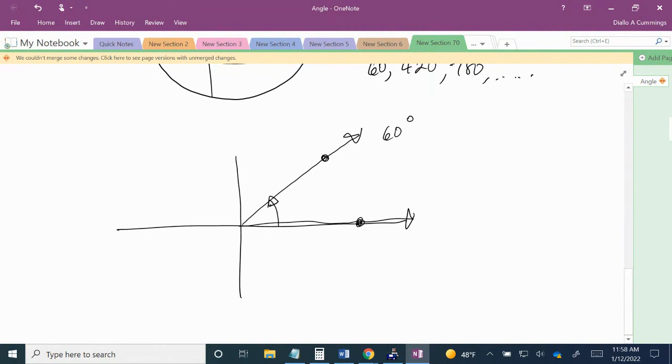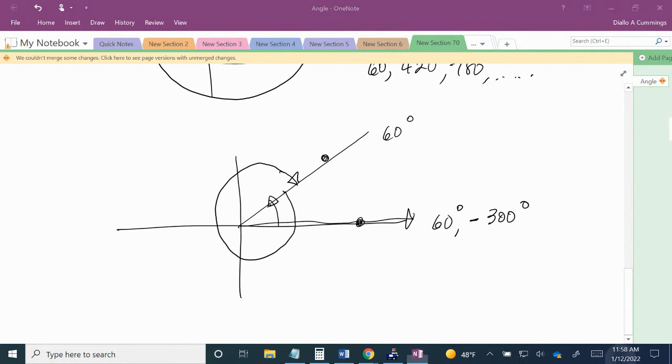So here we have 60 degrees. Let's say in this case we want to subtract 360 degrees. So we're going to rotate clockwise. If we subtract 360 degrees from 60 degrees, notice that we get negative 300 degrees.